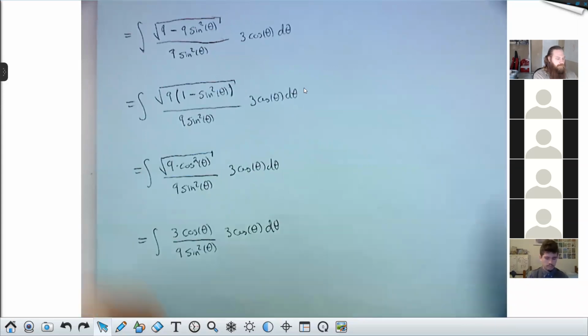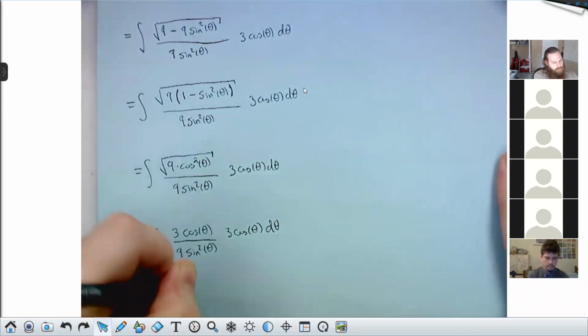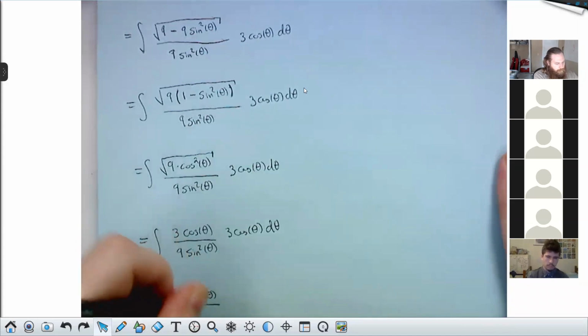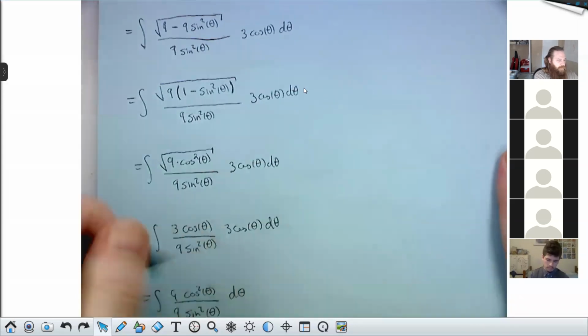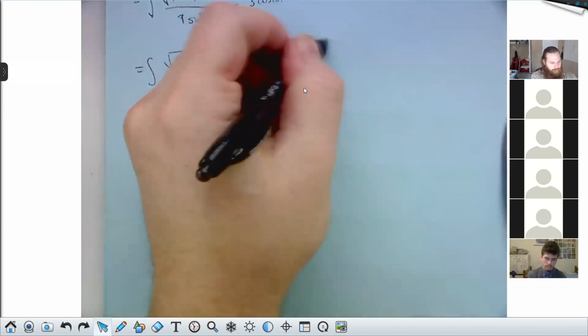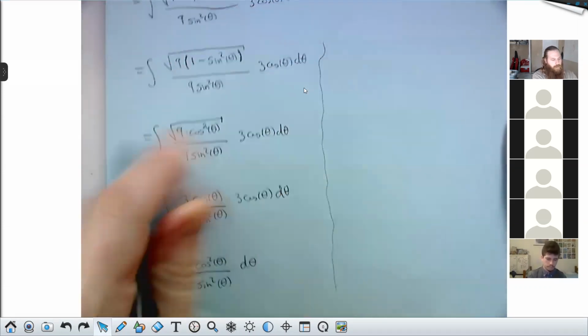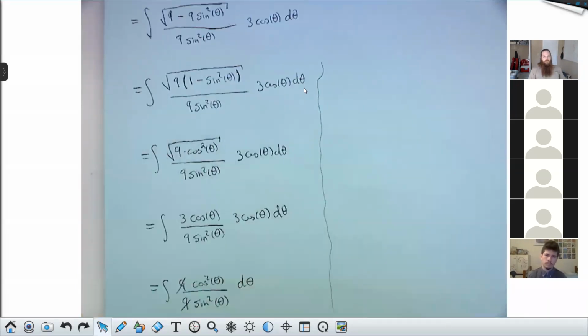If you multiply these, you get 9 cos squared over 9 sine squared, right? Can't we bring the constants out? We can, but they're actually going to cancel here, so I'm not even going to bother. I'm just going to cancel them. This is why I wait till this step to worry about bringing out any constants, because they'll often interact with one another.